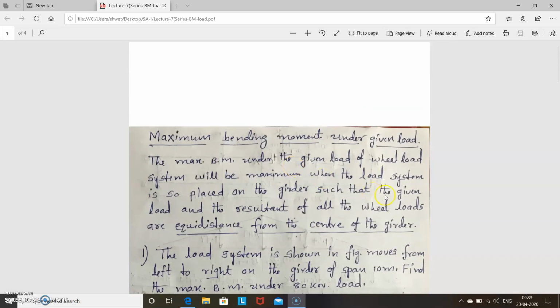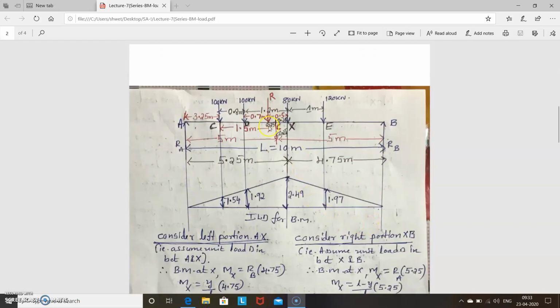Now, remember this statement: the given load and the resultant of all the wheel loads are equidistant from the center of the girder. So mark the center point. The center is at 5 meters, because the total span is 10. So 5 here, 5 here, this is the center. It is equidistant from the resultant as well as the given load. So the full distance from here to here is 0.5. So 0.5 divided by 2 is 0.25. So from the resultant to the center the distance is 0.25, and from the center to the given load is 0.25.